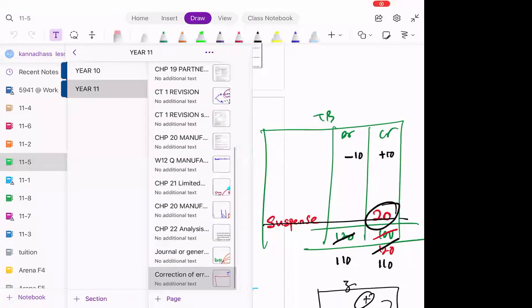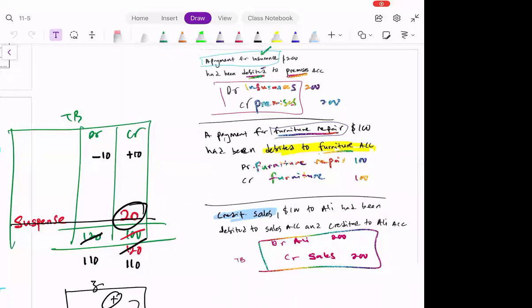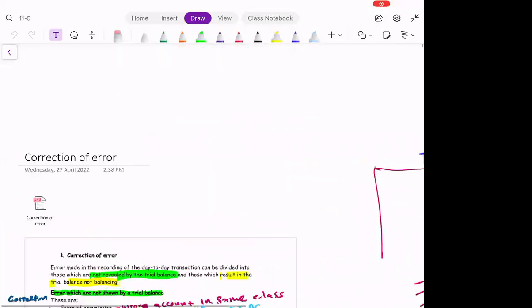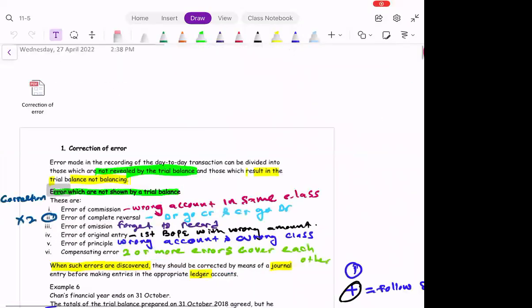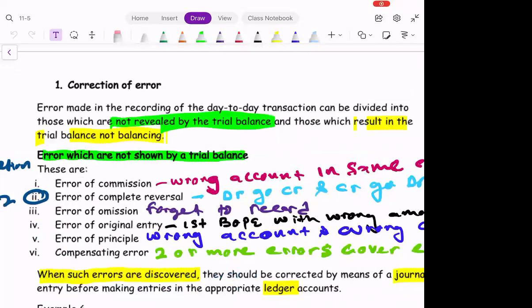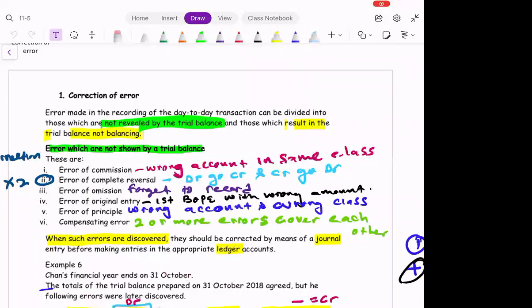Okay, hi, good morning. Today we will do correction of error. This worksheet is supposed to have yourself. The first page looks like this, correction of error. Okay, that day, this is the first page. You all got the worksheet?